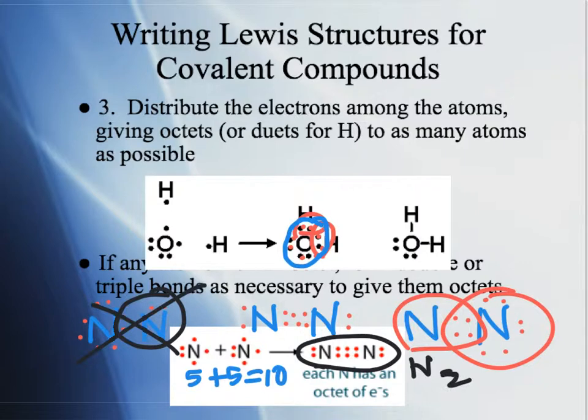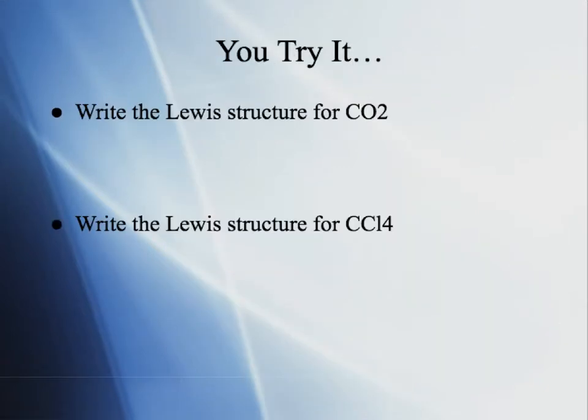It has a triple bond because this molecule is only going to have 10 valence electrons, and that's how you have to distribute it so that each atom has an octet. All right, so let's try Lewis dot structures for these 2 examples.